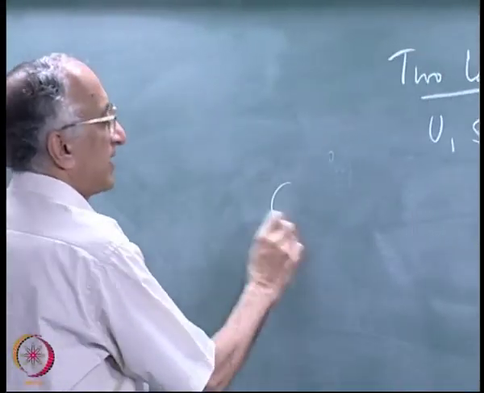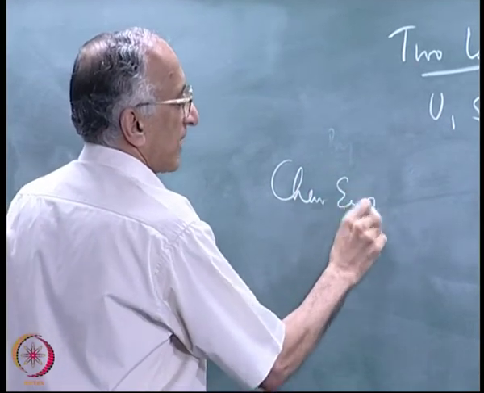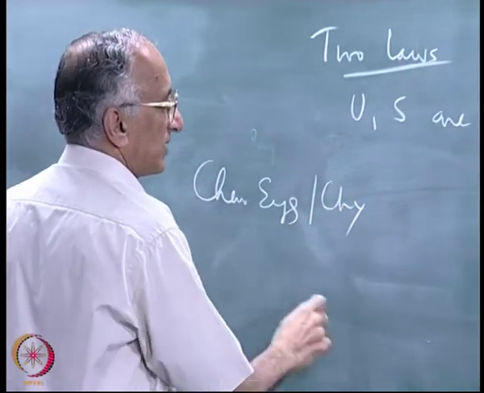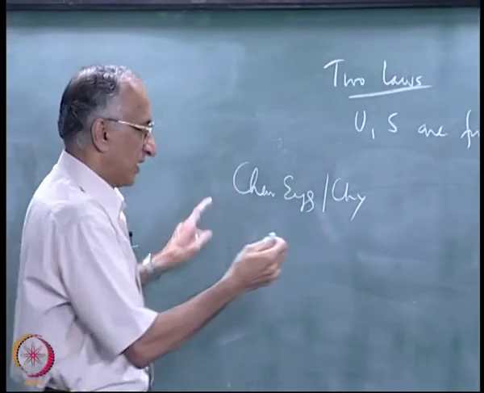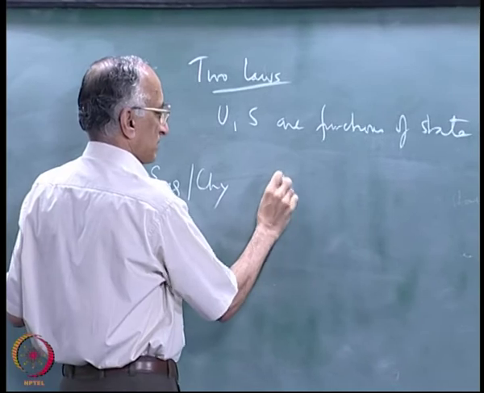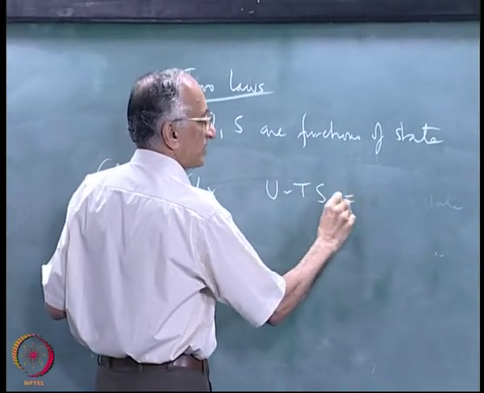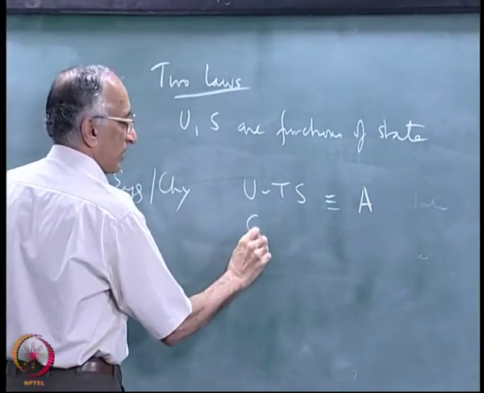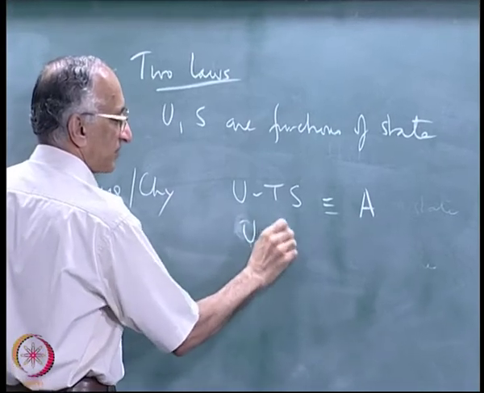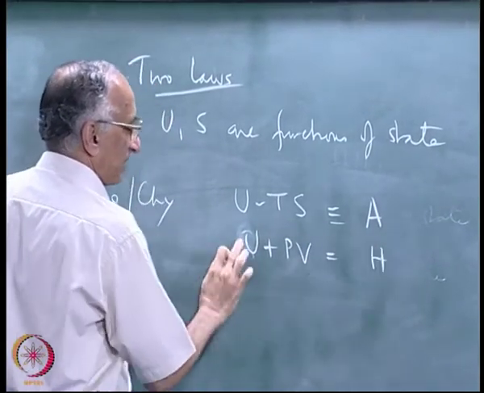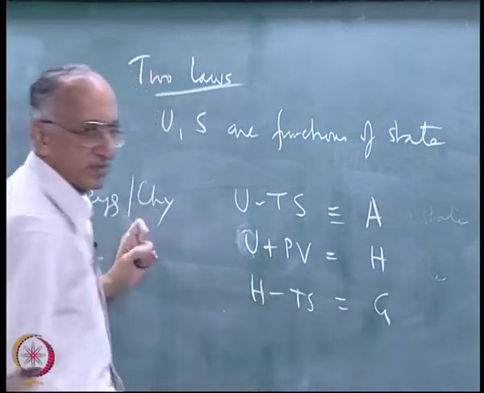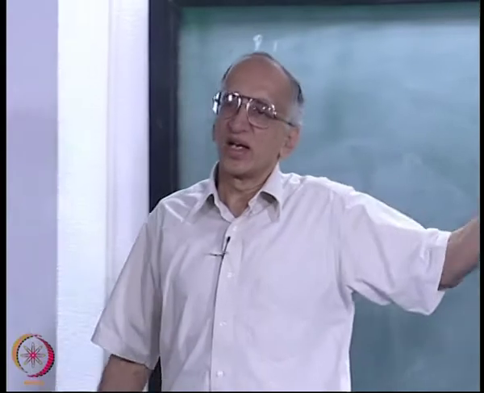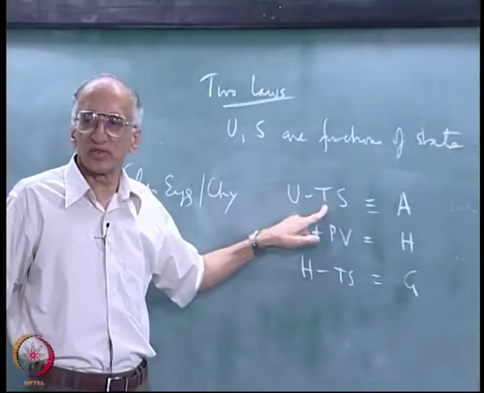As far as chemical engineering is concerned, or chemical engineering and chemistry if you like, we have additional functions. The other functions of state that they have found are only combinations. You have U minus TS, which is called A, you have U plus PV, which is called enthalpy, and then H minus TS, which is called the Gibbs free energy. You can generate any number of them. If you are perverse, you can put T power half here, that is also a function of state.